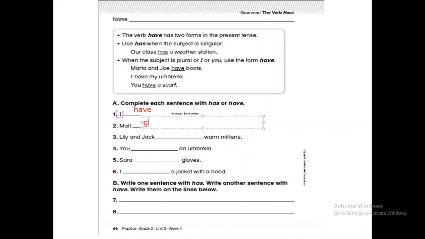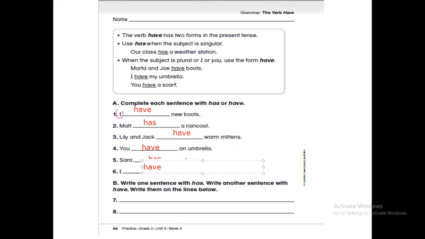A raincoat. Matt has. Lily and Jack, they are two persons. So this is plural. Warm mittens. What did they do? They have. Or what about them? They have warm mittens. You have. You have an umbrella. Sarah gloves. Sarah is a singular subject or a singular noun here. Sarah has gloves.